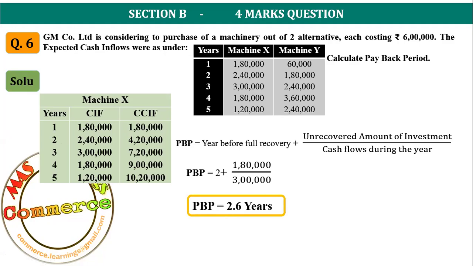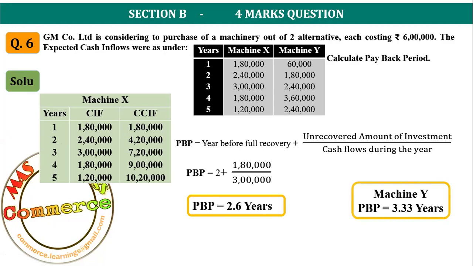Likewise, you have to calculate for machine Y. Calculate and let me know. If you calculate, you will get the machine Y answer as 3.33 years. Whatever we have done in machine X, the same thing you have to repeat for machine Y as well. You will get a payback period of 3.33 years.